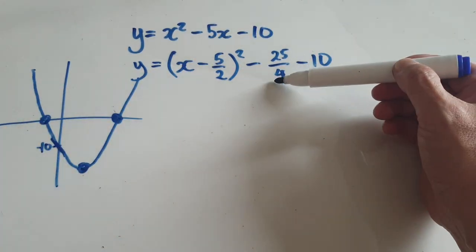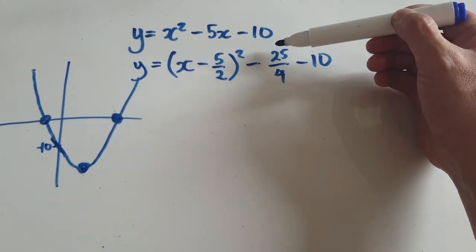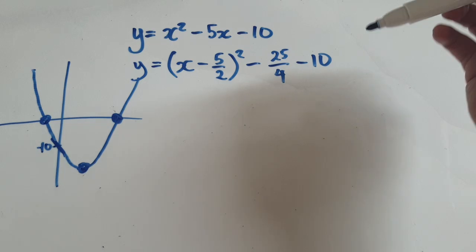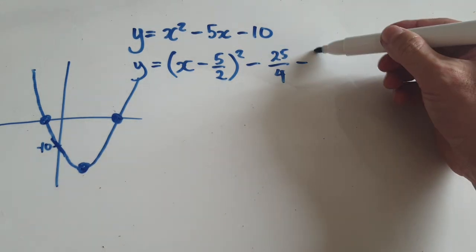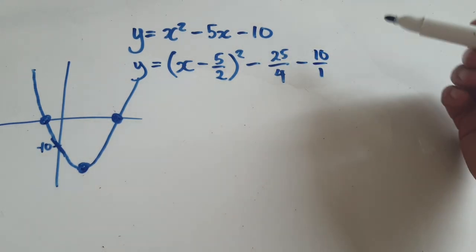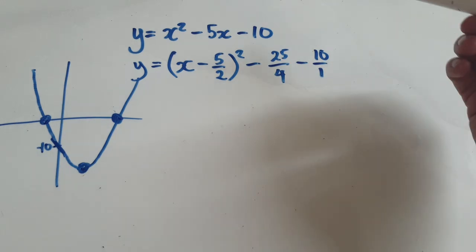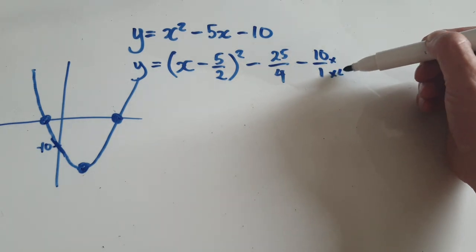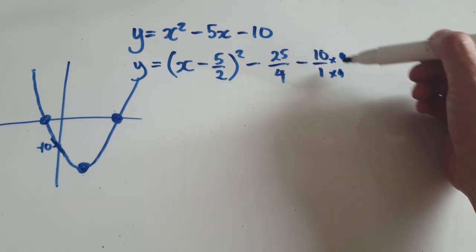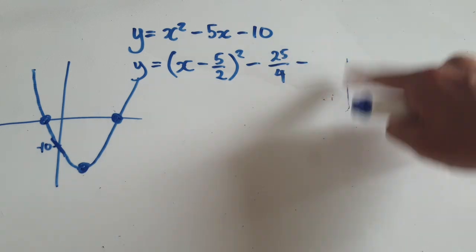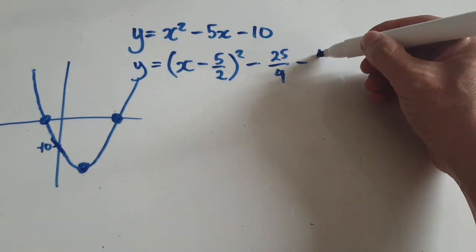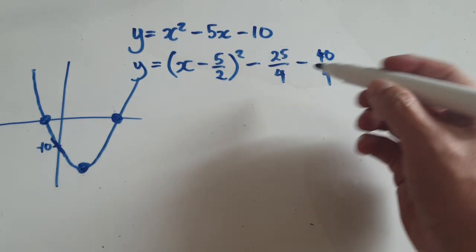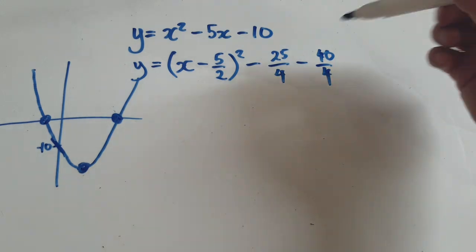Now it's a single number, merge them together. In order to merge them, you've got to turn this into a fraction. So imagine this as 10/1. To add or take away fractions, the two denominators have to be the same. So times top and bottom here by 4. That would be 40/4. Same denominator, so we can merge them.